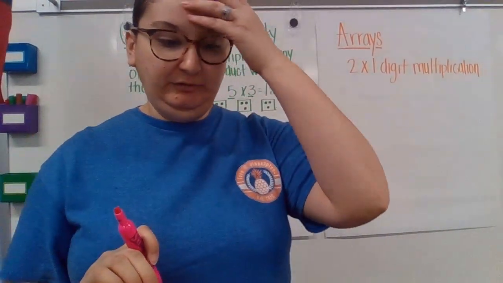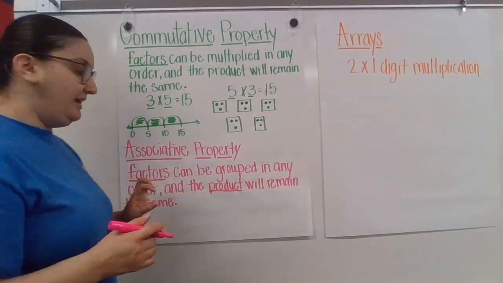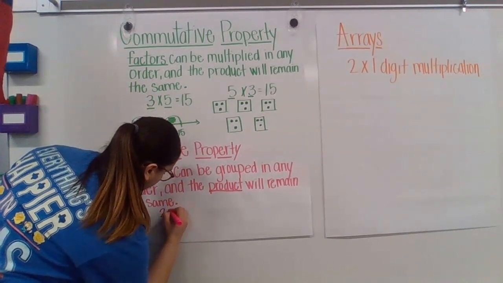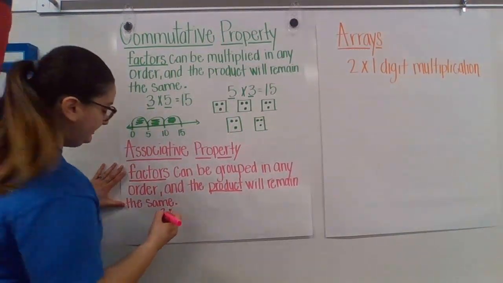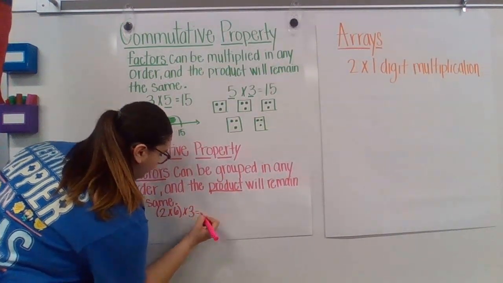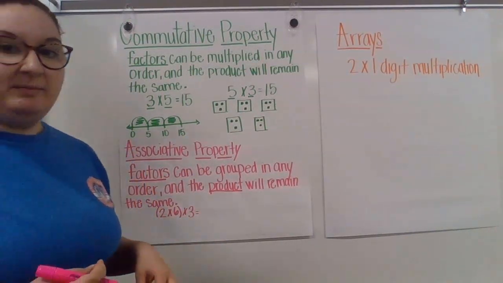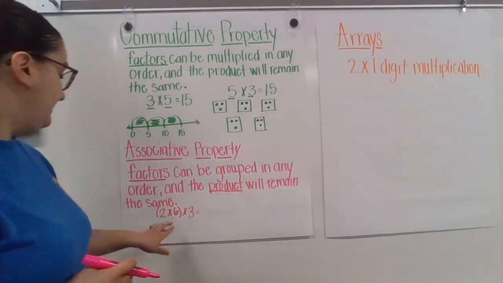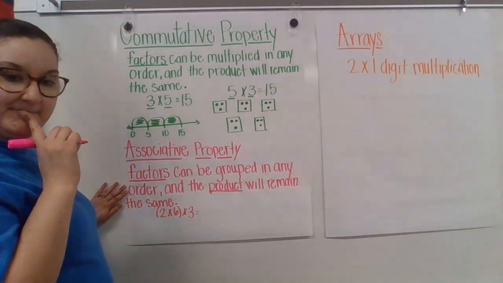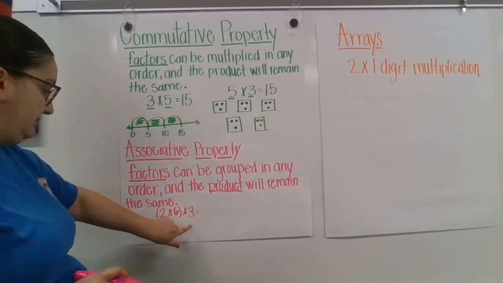So if I have, let's say, 2 times 6 times 3. And I'm going to draw a picture. That means I'm going to start with what's in the parentheses. So I have two groups of six. Actually, no, I'm going to start with what's outside of the parentheses. So I'm going to make three groups.